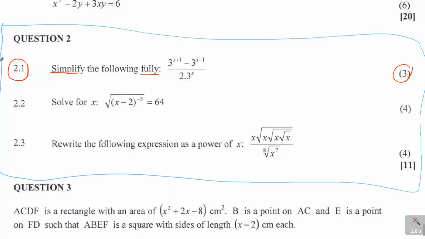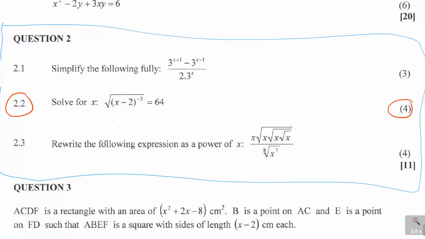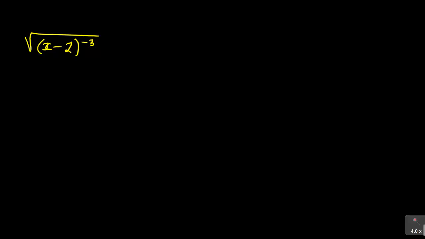Now let us move on to the other question. So this was 3 marks. Now let's look at the next one, 2.2, 4 marks. We're supposed to solve for x. We're given the square root of x minus 2 to the power negative 3 is equal to 64. If I can write it also here, what we're given is the square root of x minus 2 in brackets, to the power negative 3. I hope I'm writing right. Square root of x minus 2 to the power negative 3 is equal to 64.